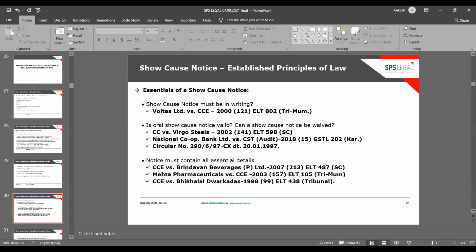Is the oral so-called notice valid? Can a so-called notice be waived? This particular question arose in the Virgo Steel case, where the Supreme Court, in a peculiar case under customs relating to the seizure of goods, considered it. In customs, there is a provision where the importer or exporter, in order to cut short the lengthy process, is given an opportunity to waive the so-called notice and seek the release of the goods and also to put forward their case in case any demand has arisen.